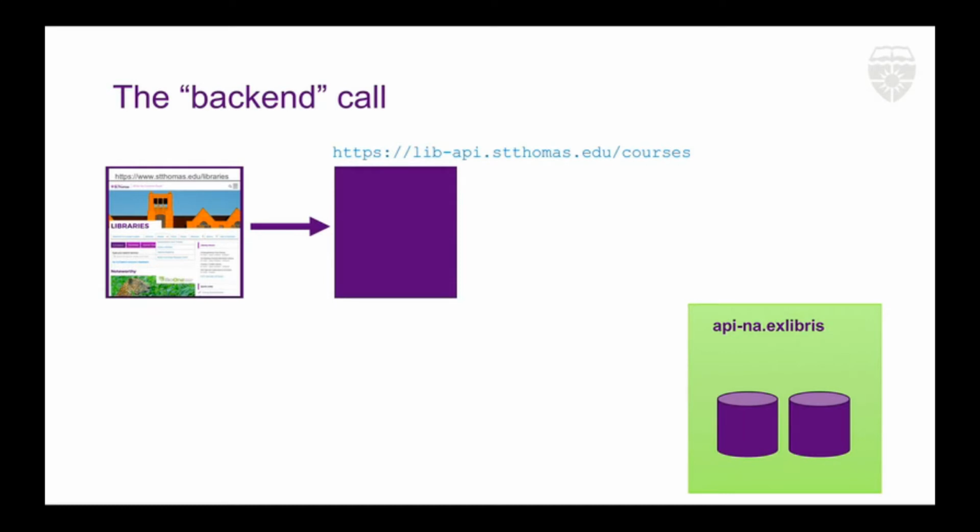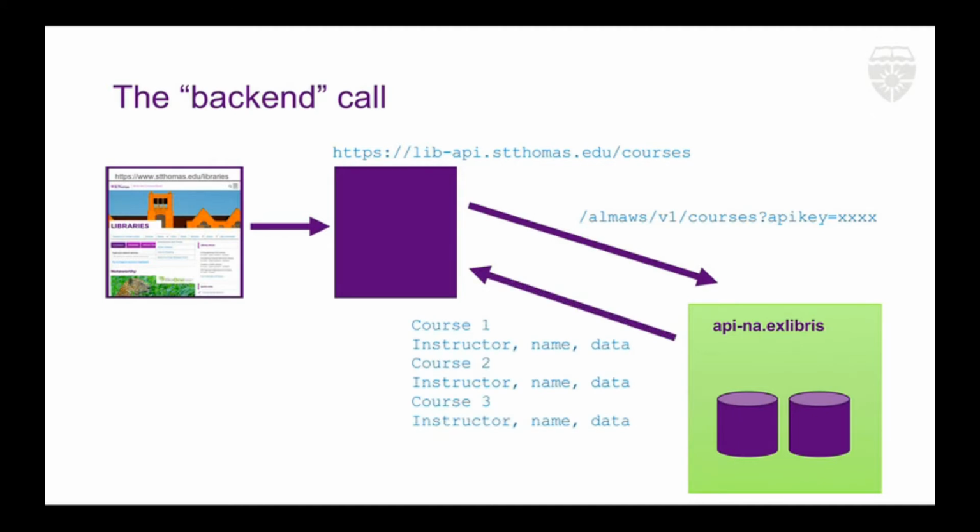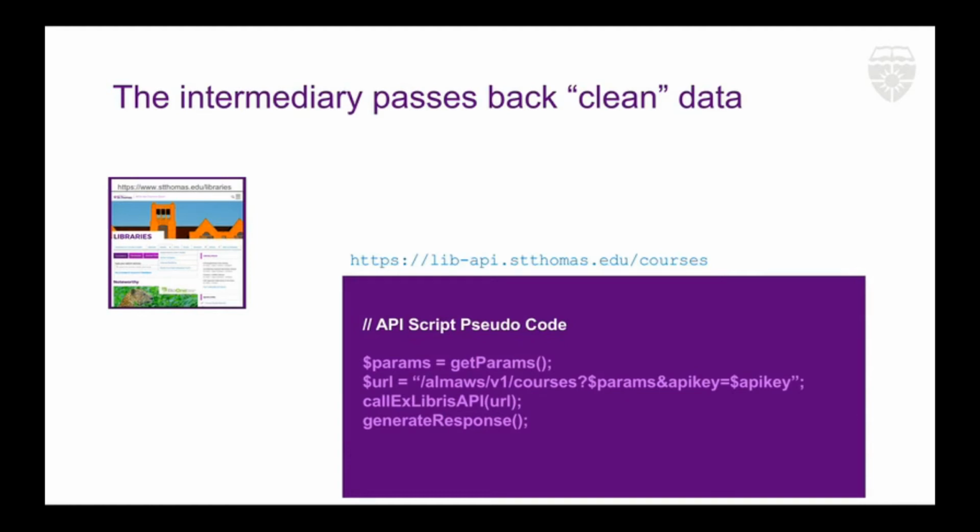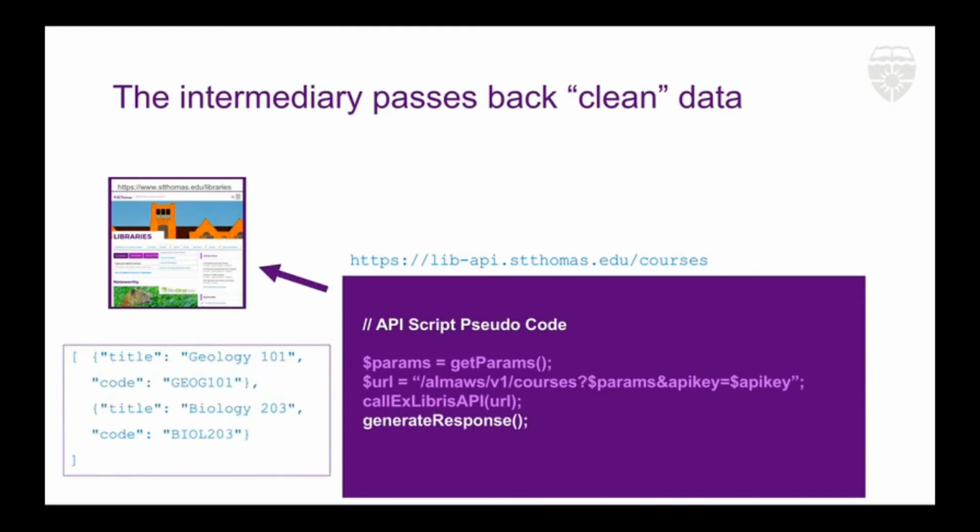And so then it goes from our server to Ex Libris, makes a request with the API key, all that. It gets all the information, all the secret information, back, parses it out, and sends back only what's necessary. For this example, we're only going to do two things: title and code. We're not going to worry about who the instructor is or any other information. This is pretty public information, so that's safe to return back.